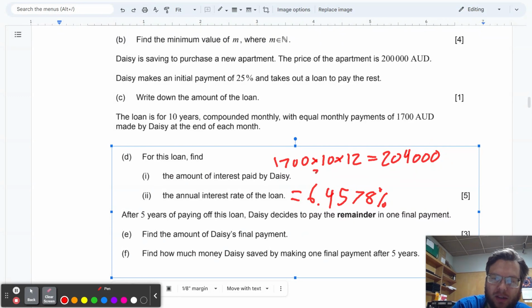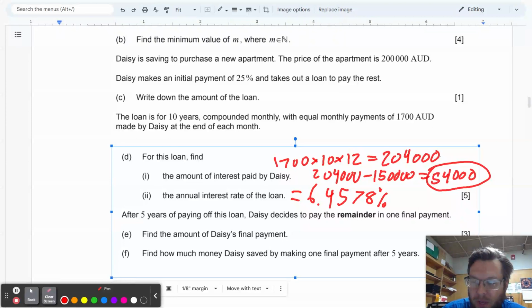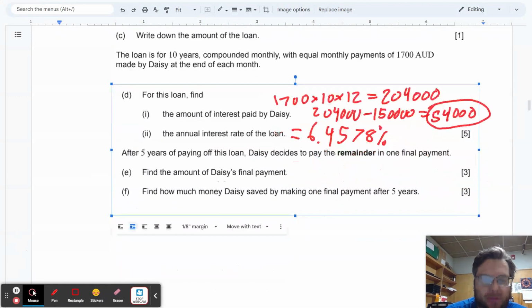So if you take away what your loan is for, you get the interest amount. So you pay $54,000 in interest over that 10-year period because that's how much more you paid than the original loan. You paid $1,700 120 times, and that is $54,000 more than you borrowed. That's what interest means. The interest rate, I used the finance app to find, and that's the 6.45%.